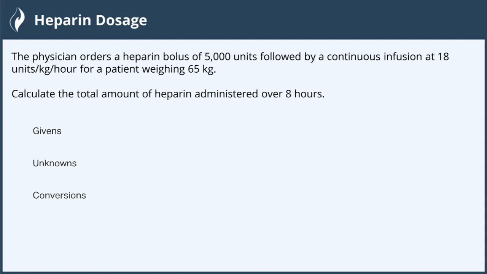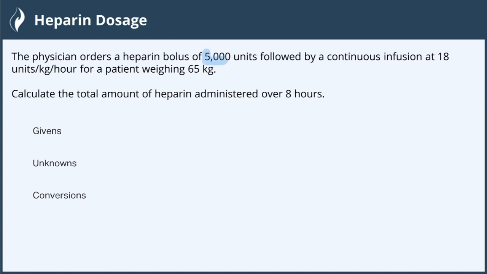The physician orders a heparin bolus of 5,000 units, followed by a continuous infusion at 18 units per kilogram per hour for a patient weighing 65 kilograms. We want to calculate the total amount of heparin administered over those 8 hours. So what we're going to do is first identify what we're given.